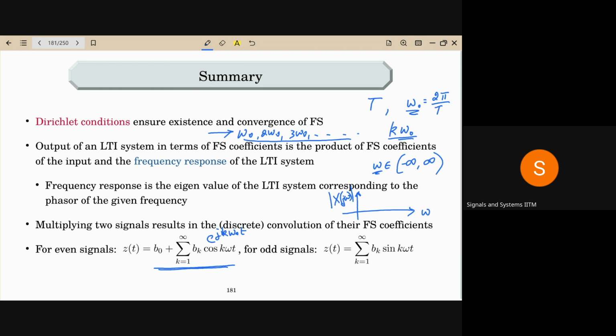Let's say we have a cosine signal. If you try to plot the spectrum, you'll just see an impulse at some omega naught and minus omega naught. So this is what we refer to as the spectrum. Basically, it is a visualization of the different magnitudes of the frequency components that are present inside a given signal. That's all.